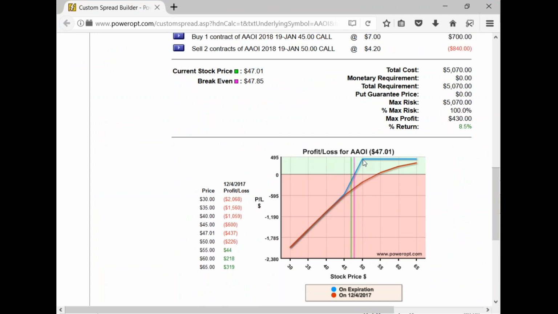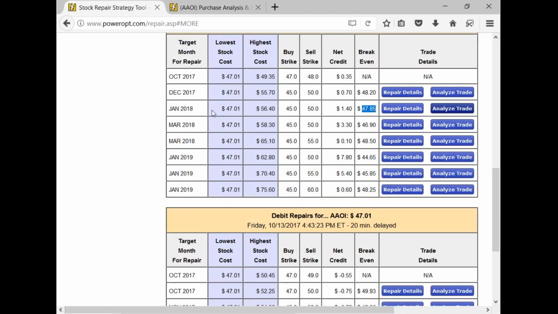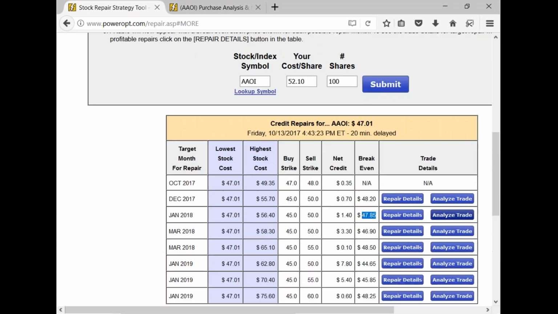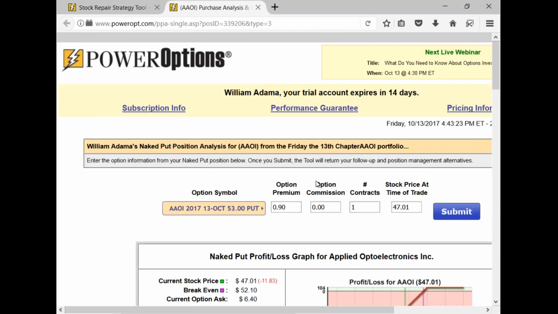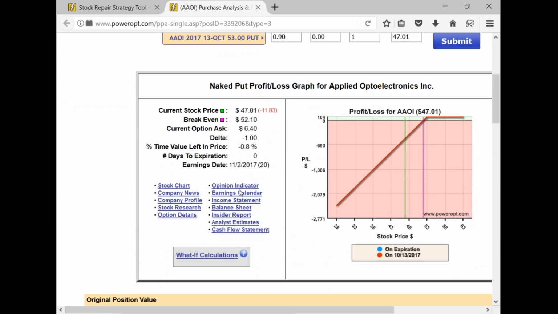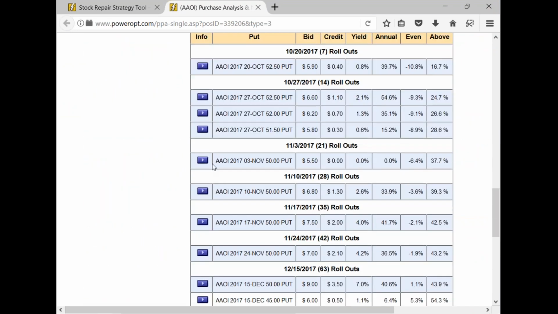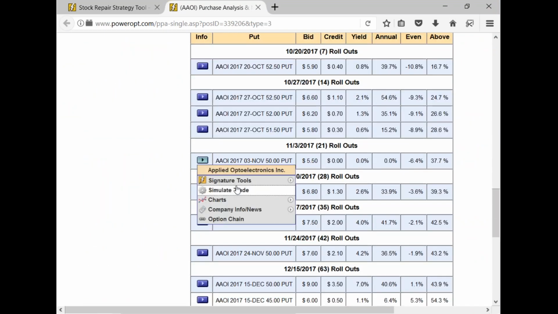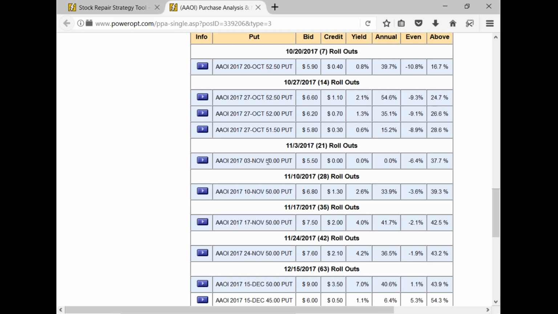So those are some ideas of what you could consider. I showed you the rollout opportunities. You can use the position analysis tool to analyze that. And then, of course, you can compare the position side by side using that Simulate Trade feature to see which one best suits your needs. Agreed, I probably wouldn't sell the 50 or the 51.50 or the 52.50, even though they are positive, profitable adjustments, unless you felt that this was an overreaction and it's going to come back up in price. Okay?